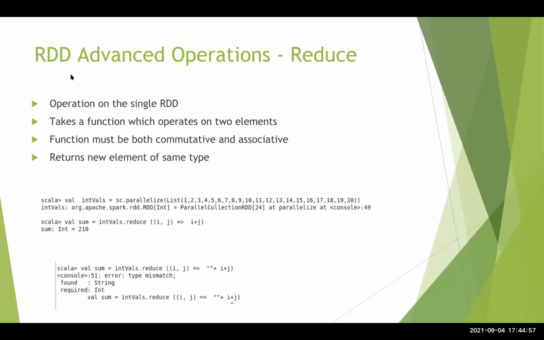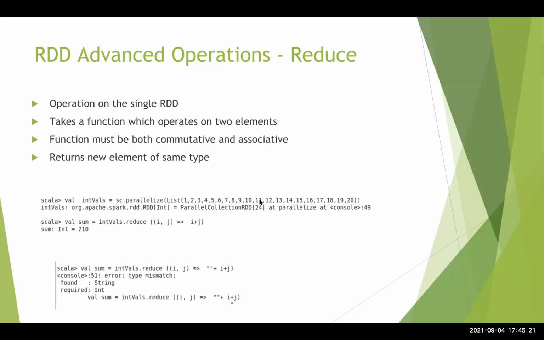So now, why do we need to know these two properties for some of the RDD advanced functions? The first function is reduce. The reduce function works on a single RDD. It takes a function which operates on 2 elements, and this function should be both commutative and associative, and it returns a new element of the same type. So let's see an example.